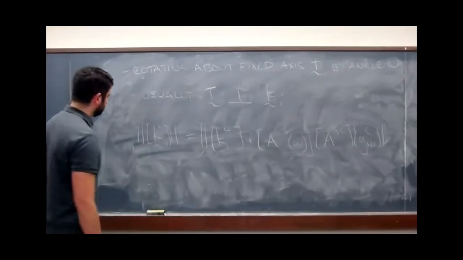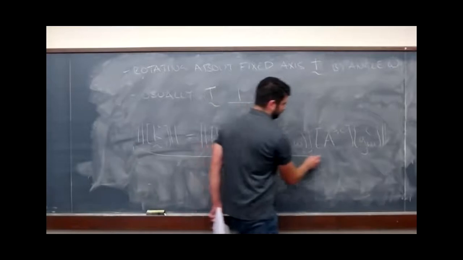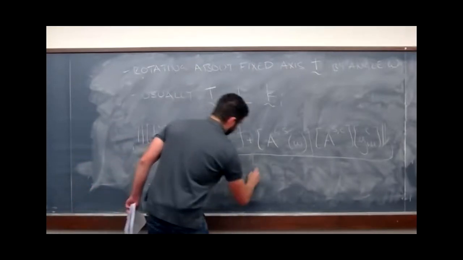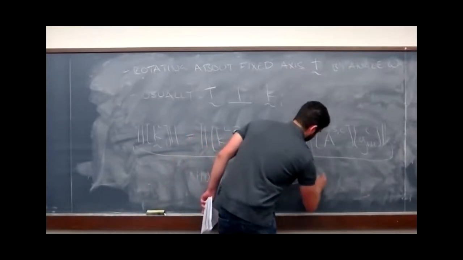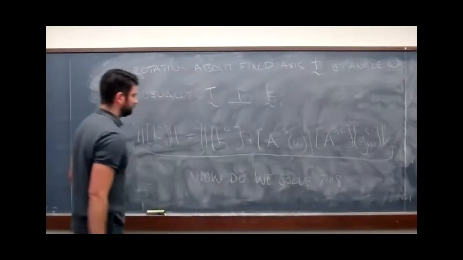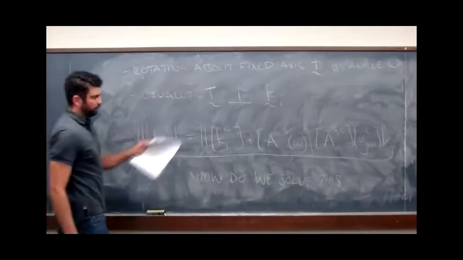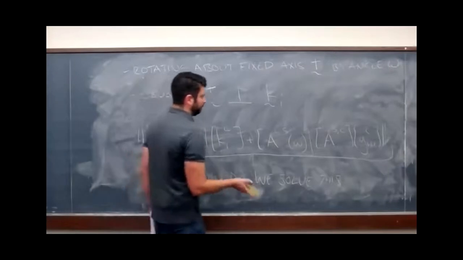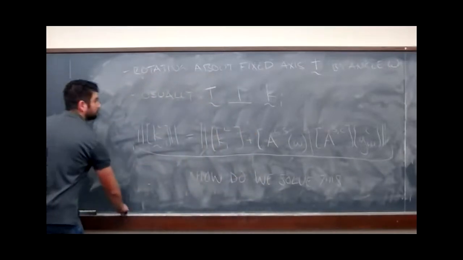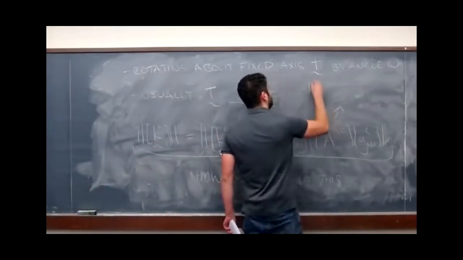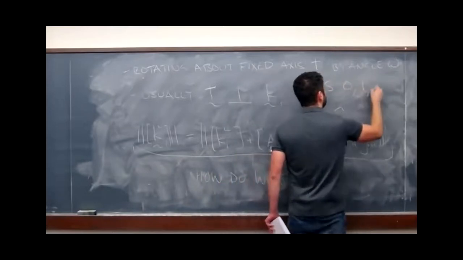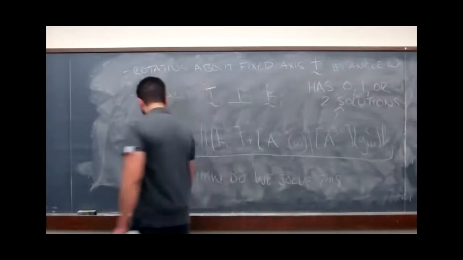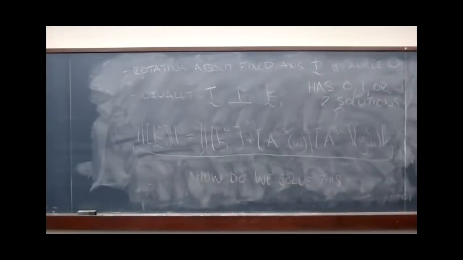And so our big question here is, how do we solve this? This is a transcendental equation. It's not a particularly easy equation to solve. And what we'll find is that this equation has 0, 1, or 2 solutions. And that's easiest to see with our Ewald sphere construction.